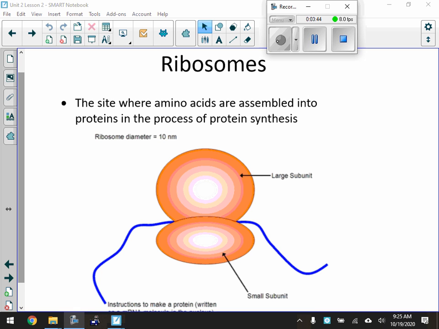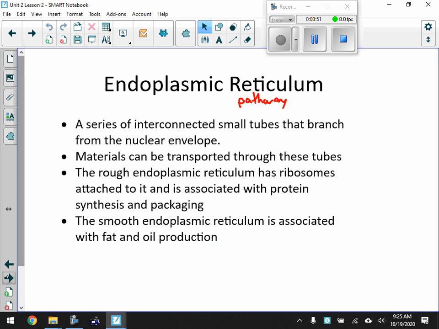Okay, so ribosomes, the site where amino acids are assembled into proteins in the process of protein synthesis. What's next? Endoplasmic reticulum. So it's kind of a pathway, all right? And you're going to see on the diagram that it looks kind of like a pathway. It's a series of interconnected small tubes that branch from the nuclear envelope. Materials can be transported through these tubes.